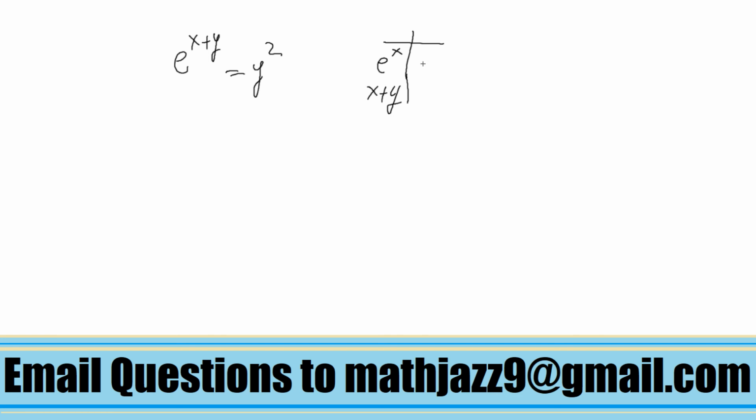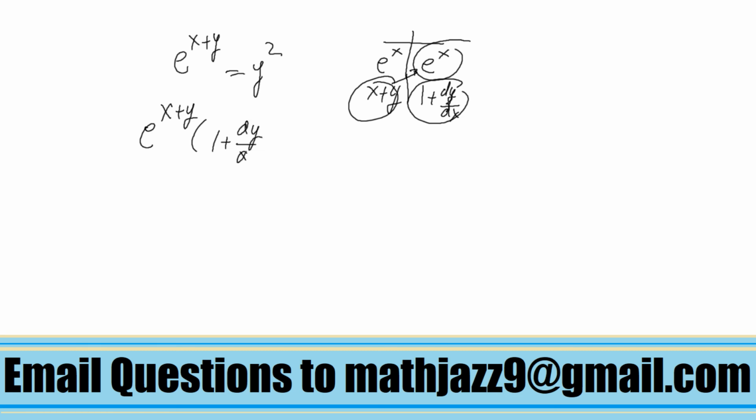The derivative of e to the x is itself. The derivative of x plus y is 1 plus dy/dx. So we plug this function into that one: e to the x plus y times (1 plus dy/dx) equals, this side is pretty easy, it's 2y dy/dx.